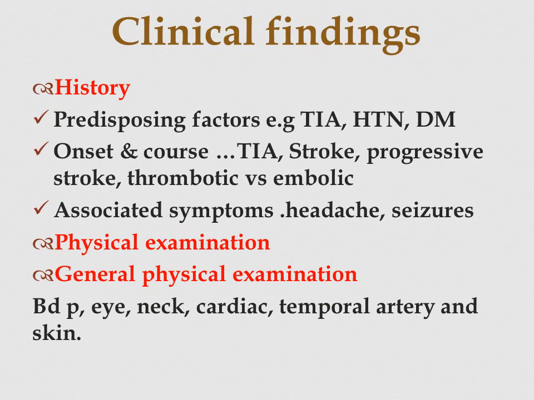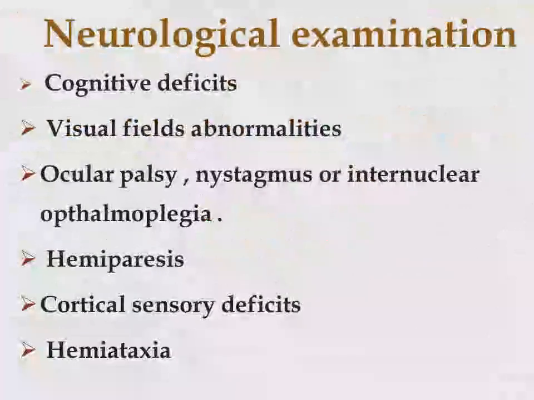Also, examination of the eye is important, looking for fundus changes of diabetes, etc. Examination of the neck for carotid bruit, cardiac examination looking for AF, temporal artery examination excluding giant cell arteritis, and skin examination, for example, purpura, etc. Neurological examination in a patient with stroke should include cognitive deficit, visual field abnormalities, ocular pulsing, nystagmus or internuclear ophthalmoplegia, hemiparesis, cortical sensory deficit, and hemiataxia.